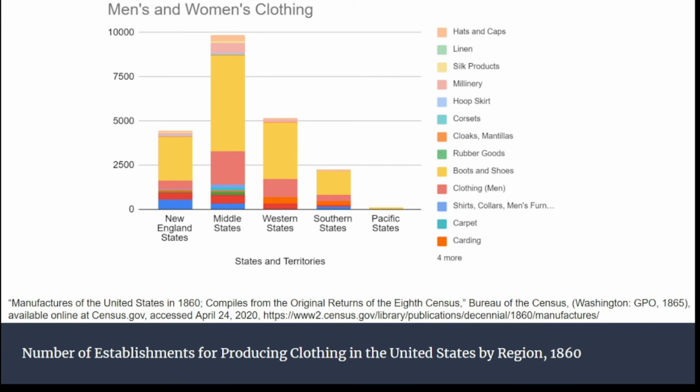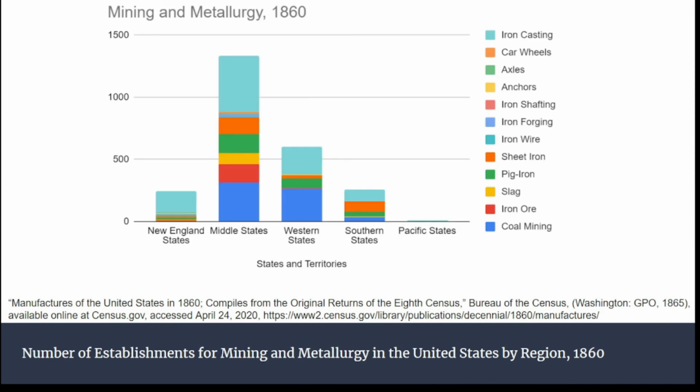Going into mining and metallurgy, the South produces about the same as New England in terms of its metallurgy and casting, but look at the middle states and the western states. They're just over and above any of the rest of the United States. So these northern states are going to have all of the industrial capacity to produce weapons, to produce clothing, to produce boots, to produce everything that you need to fight a war. The South is just not going to be able to compete.